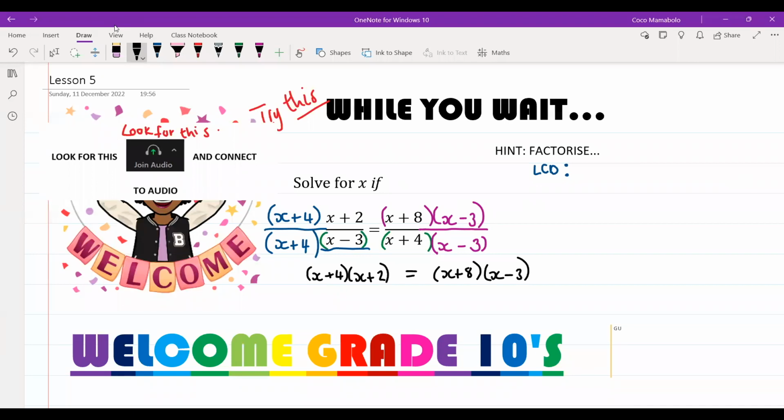Okay, then it says, ma'am, I'm a bit lost. Our lowest common denominator is 12 in the brackets. Then let's say my lowest common denominator would be 12 if I had something over 3 and something over 4. I don't have 3 and 4. That's not what I have. On this side, I've got x minus 3, and over here, I've got x plus 4.